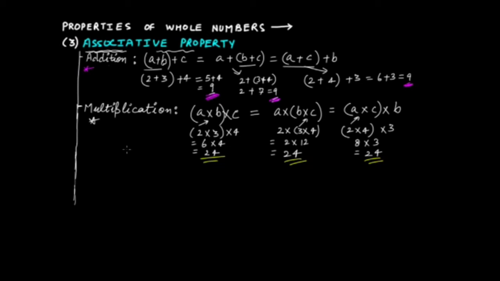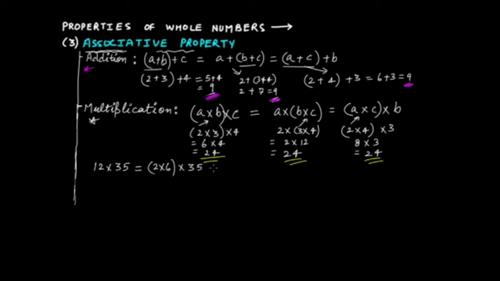Suppose you are given an example: 12 multiplied by 35. Okay, 12 multiplied by 35. Now if you're asked to find the answer of this, what you can do is first write 2 multiplied by 6, because this will be 12 only, and this is 35.